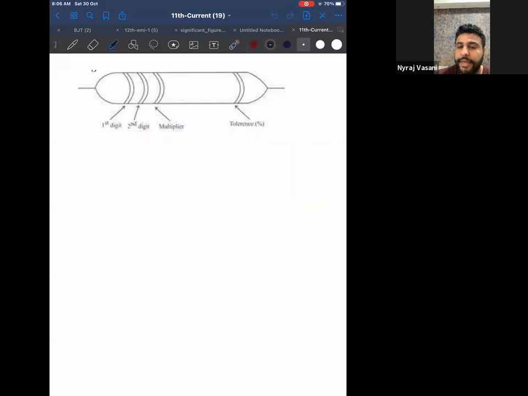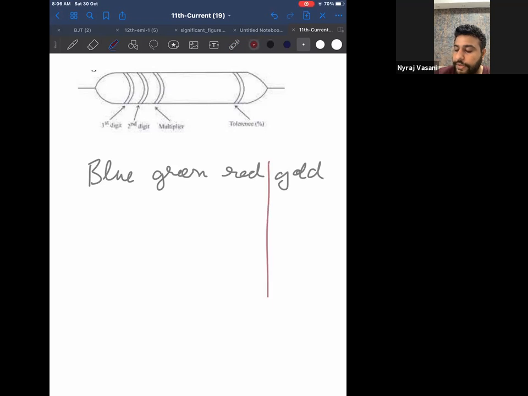Now, for example, they give you a resistor with the colors blue, green, red, and gold. The first thing you should do is separate the first 3 colors from the last color. Look at the screen, everyone. The last color will give you the tolerance. Now, tell me, what is the tolerance of gold? Tolerance of gold is plus or minus 5%.